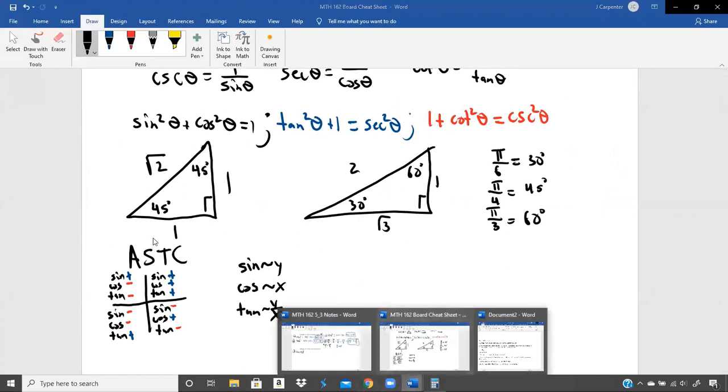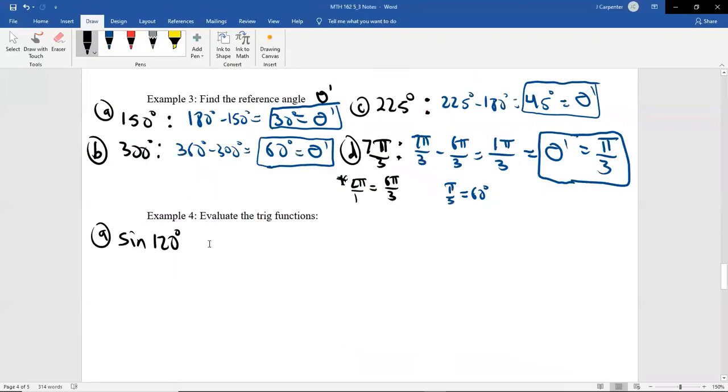So this stuff right here, these 2 triangles as well as the smart trig class is going to be necessary for what we're about to do. First thing we got to do is find the reference angle first. If you needed to draw this up, be my guest. That's what some people like to do.